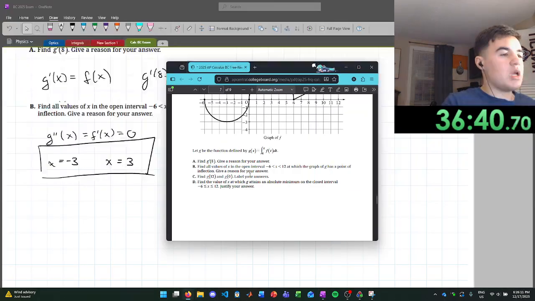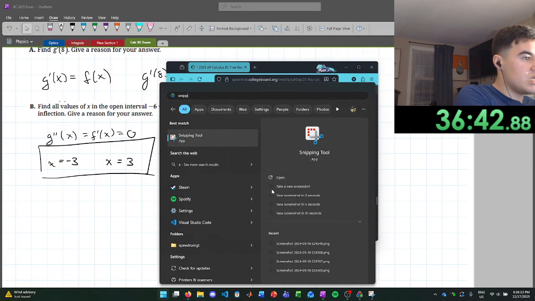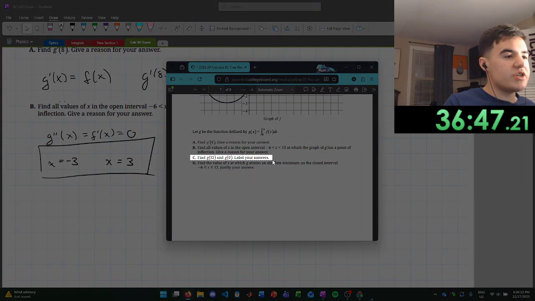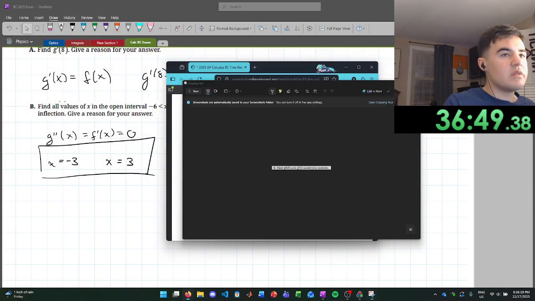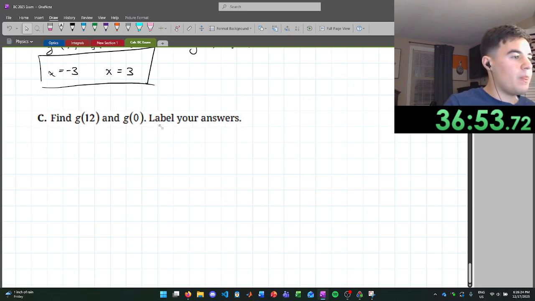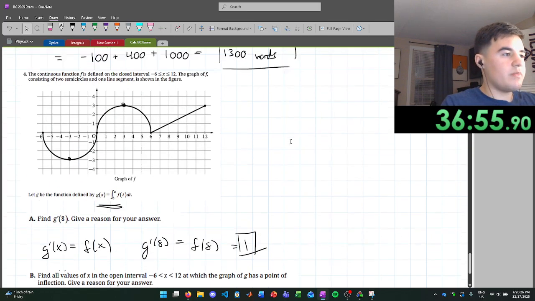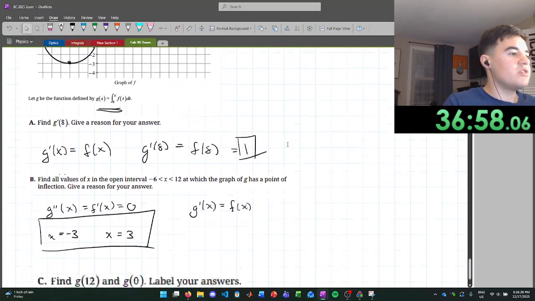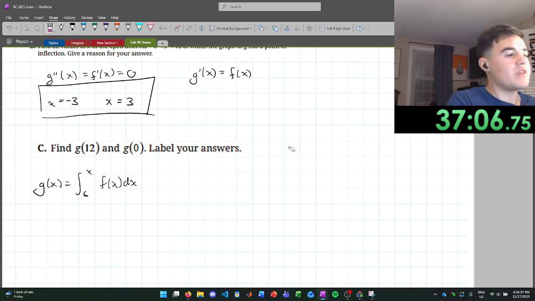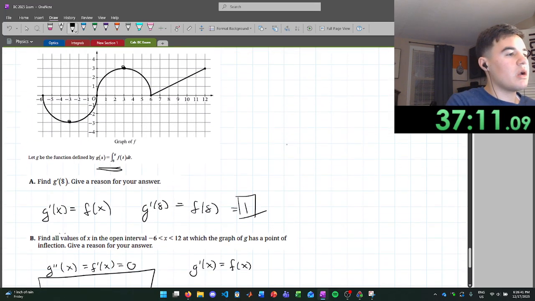Next section, part C. Find g of 12 and g of 0, label your answers. This is going to be that question where they ask us to do, what's it called? Just summing stuff. So g of x is equal to the integral from 6 to x of f of t dt. Doesn't really matter what variable we put there.